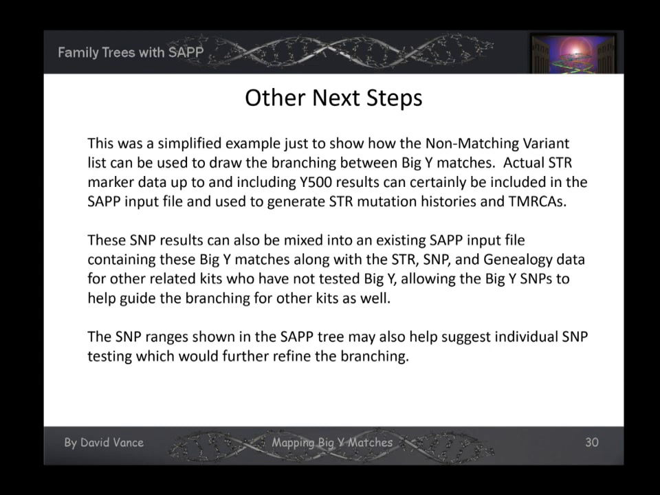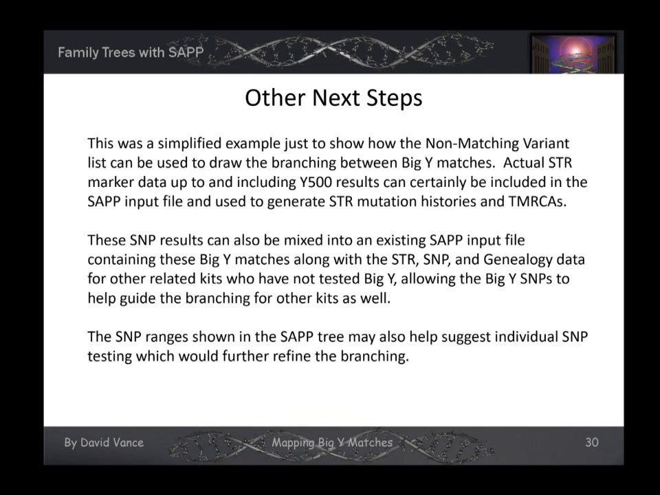I've done that for my own projects because I have a smattering of Big Ys across all of my subgroups, and that helps me add that information to the rest of my analysis and really give benefit to everyone from a Big Y test that only one person has taken. And then, of course, the ranges in these SAPP trees. If you do have unknown values in some of your table entries, you can use that to find where you might want to do more targeted testing on those SNPs themselves.